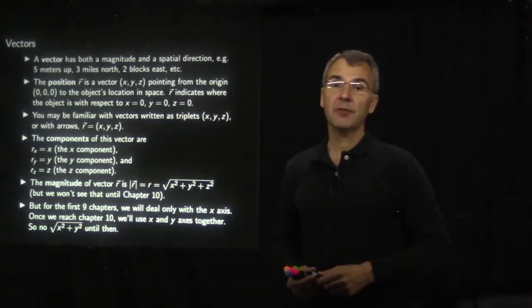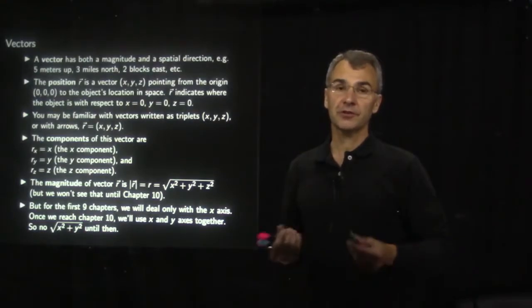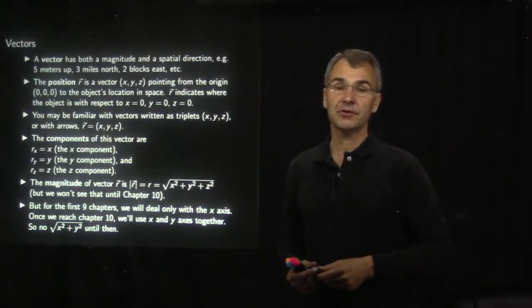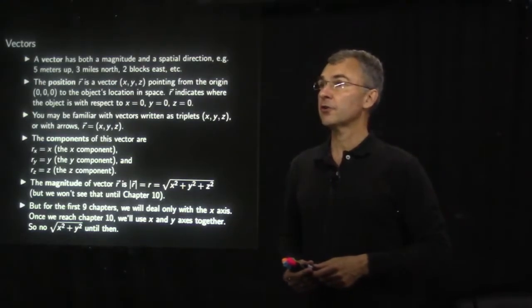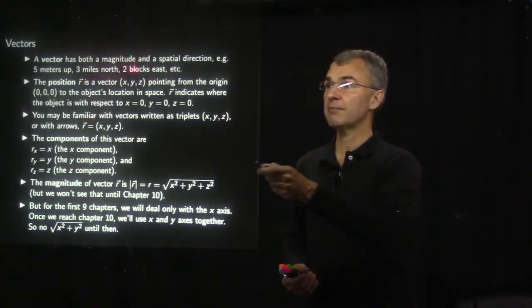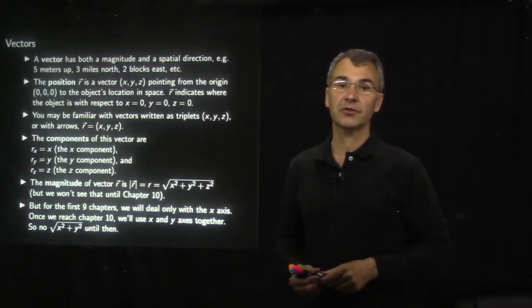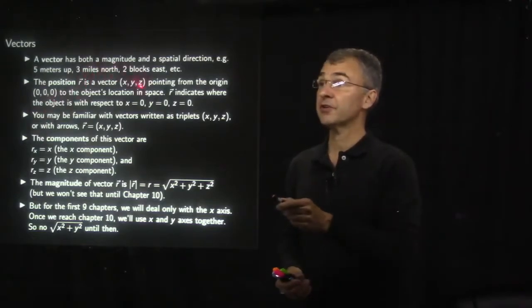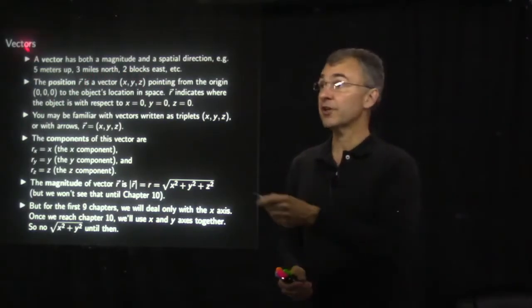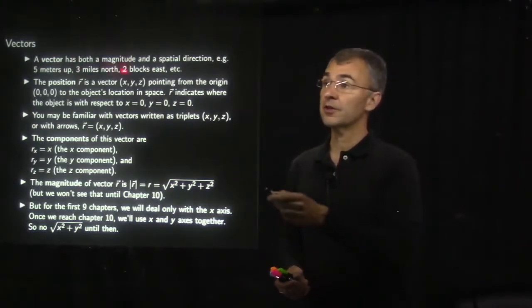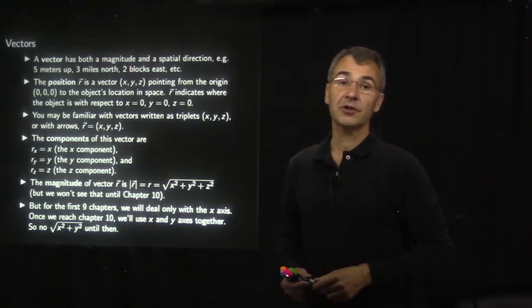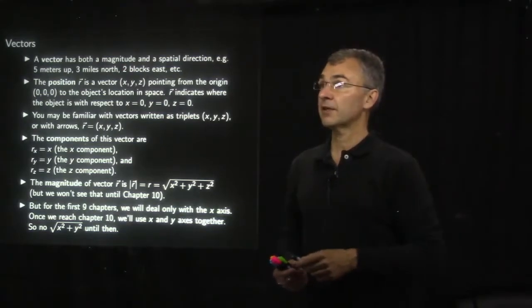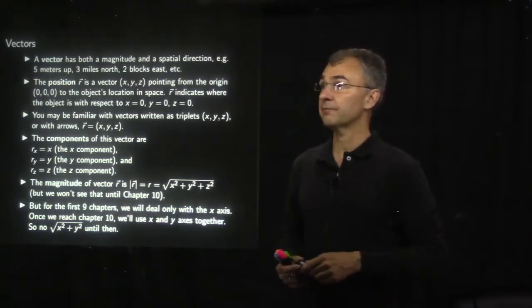So the main topic of Chapter 2 is vectors. Well, it's motion in one dimension, but a big part of it is vectors and a couple of examples of vectors. A vector has both a magnitude and a spatial direction. So instead of just saying 5 meters or 3 miles or 2 blocks, we say 5 meters up or 3 miles north or 2 blocks east, and so on. So it's important to include a direction.